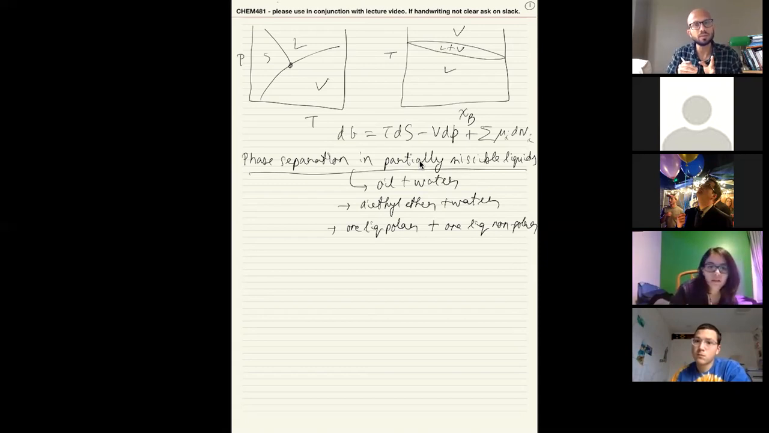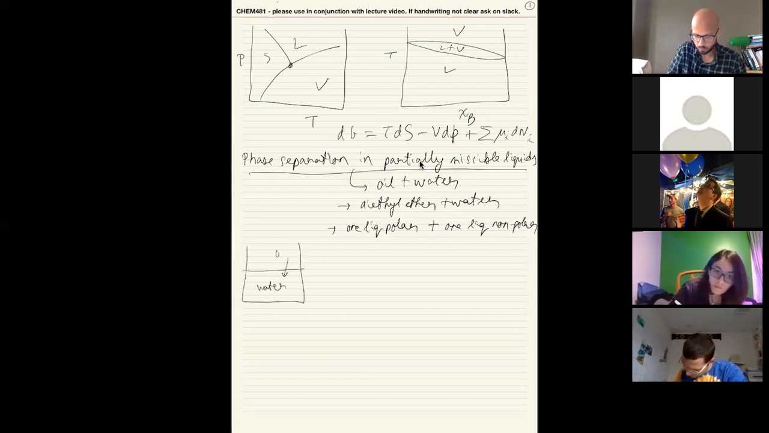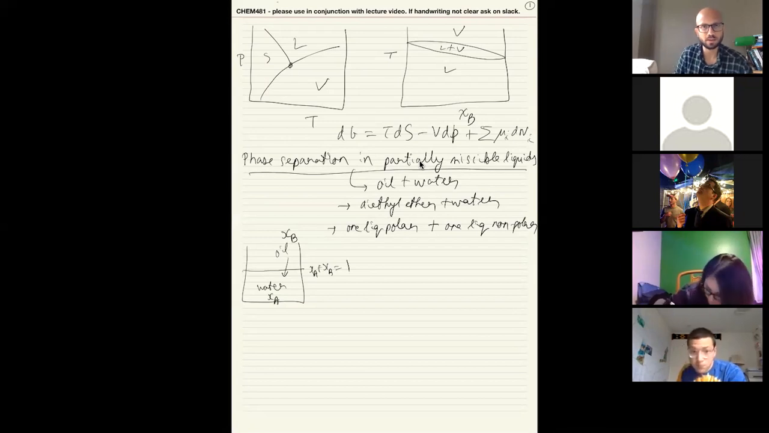But soon enough, depending on the temperature. So if you're at a higher temperature, it tends to mix more and more. If you're at a very high temperature, it will keep mixing across any concentration. But if you are at some temperature and you add oil to water, and let's say the mole fraction of oil here we are calling XB, and the mole fraction of water is XA, such that XA plus XB is equal to 1. So it's a composition temperature phase diagram that we are interested in, but it's not composition of a species, it's composition of the second liquid.